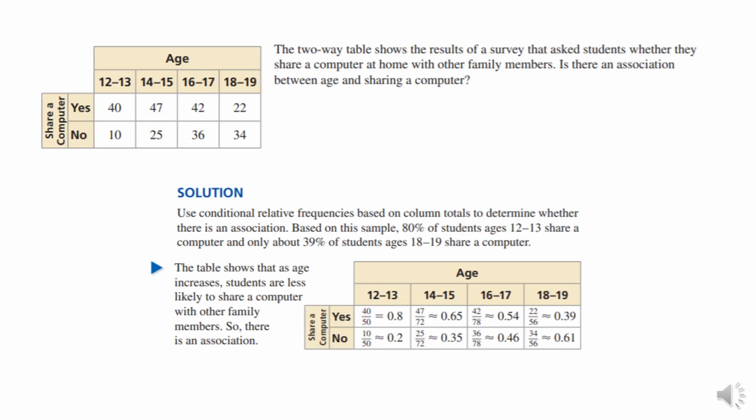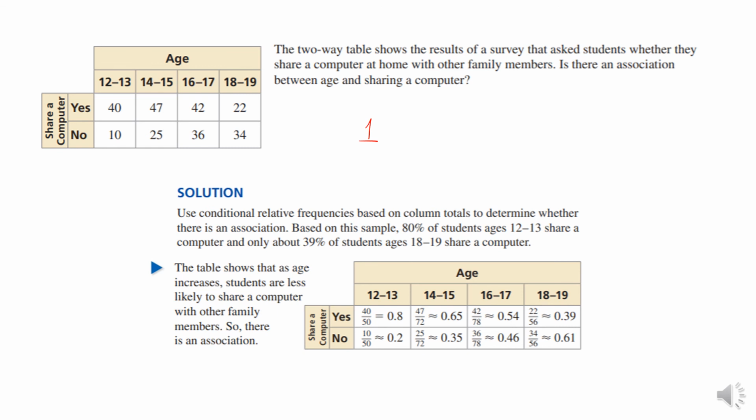Okay, here's another example from your book. And it's just asking students whether they share a computer at home with other family members. And obviously your family might not live in the pattern. I know when we had 6 kids at home, we had one computer in the house. So, but, different families are different. But they're looking for, is there a trend?